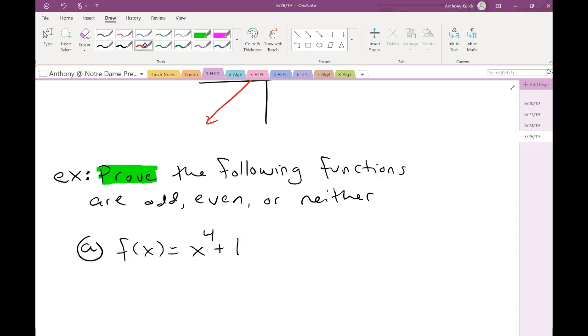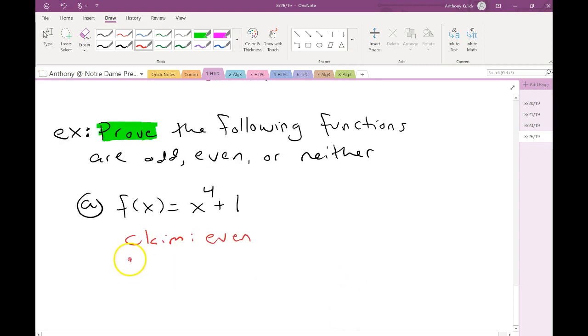So let's look at this one. Sam says he thinks this is even, okay? To prove that it's even, so we'll say claim that it's even, we want to show f of negative x equals f of x. WTS stands for want to show. Nope, that was WRT. There's no R for respect in want to show.